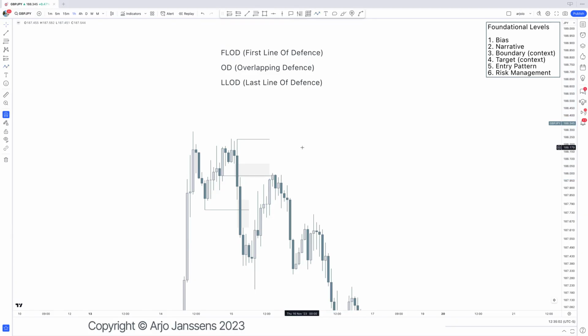So that is the last line of defense. We have the first line of defense, the overlapping defense, and the last line of defense right there. That creates in itself an order flow lag, and the order flow lag is again made valid by having that fair value gap in the lag itself. That is very important. That creates an order flow lag.